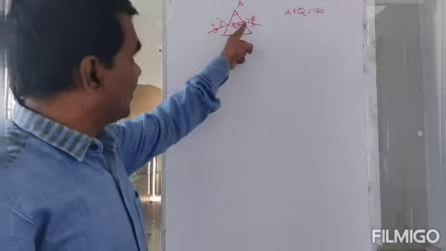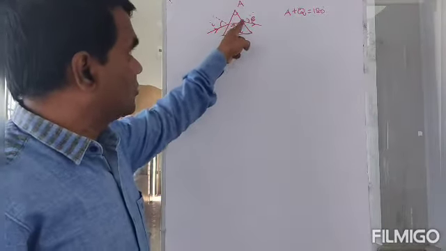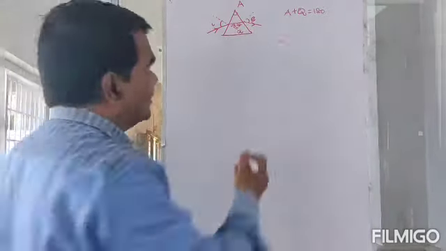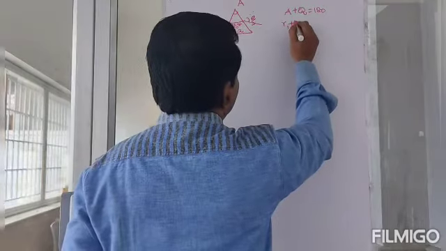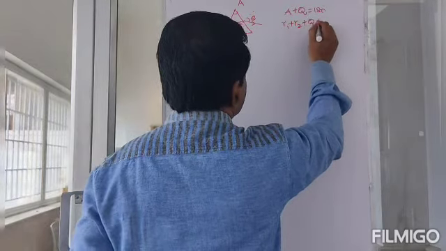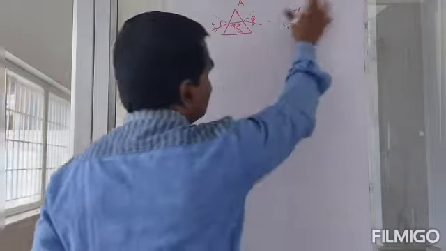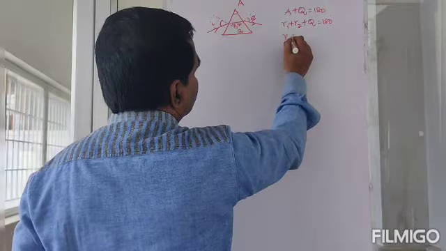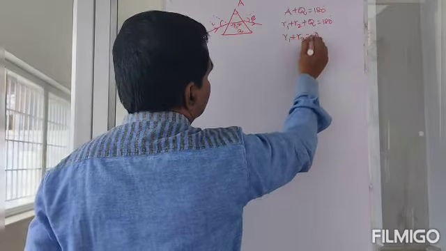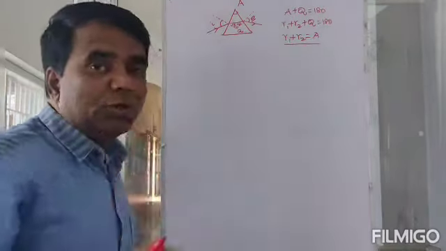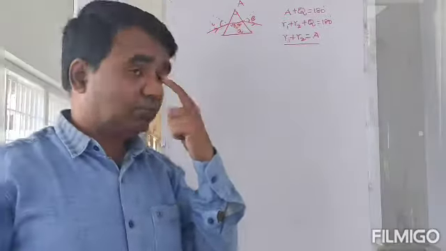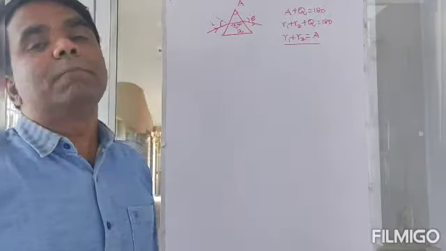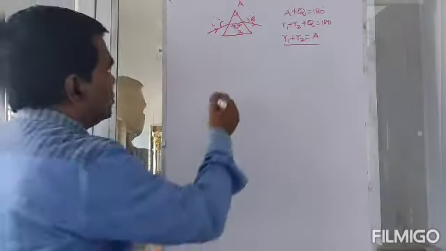Now I am going to consider this triangle also. In this triangle, R1 plus R2 plus Q must be equal to 180 degrees. Which means that R1 plus R2 must be equal to A. So this is what we know about this prism. Now let's come to the question. You have the prism here.